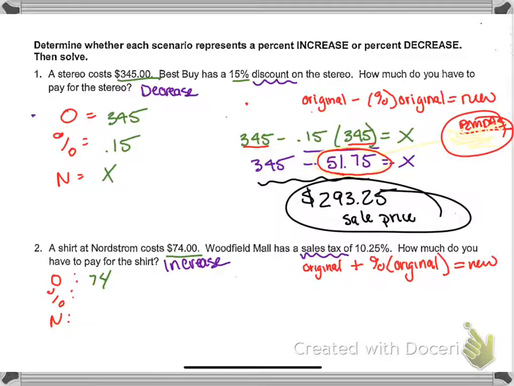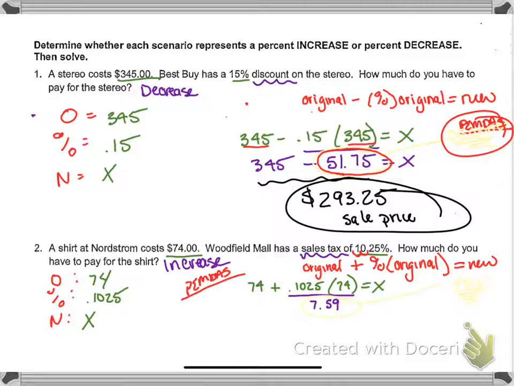My tax as a percent, or as a decimal, remember I'm going to move that decimal two places to the left, is 0.1025. And I need to figure out that new price. I'm going to plug all that into my formula. Okay, so remember that original price goes in twice. Now I'm going to use order of operations. Don't forget, I'm going to do that multiplication first. You're going to start to see a pattern.